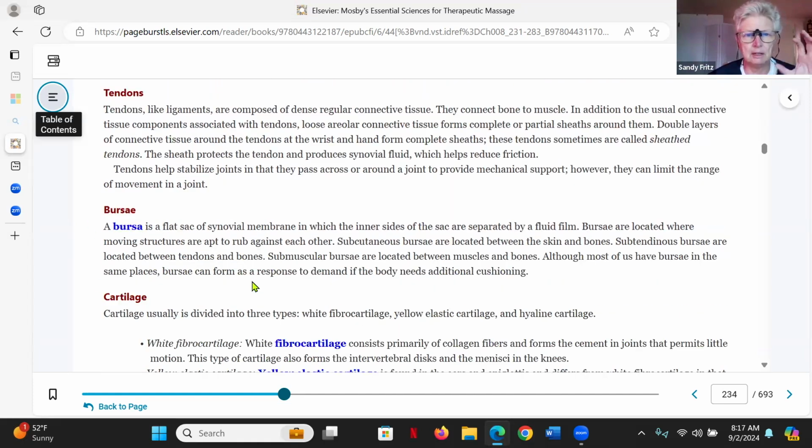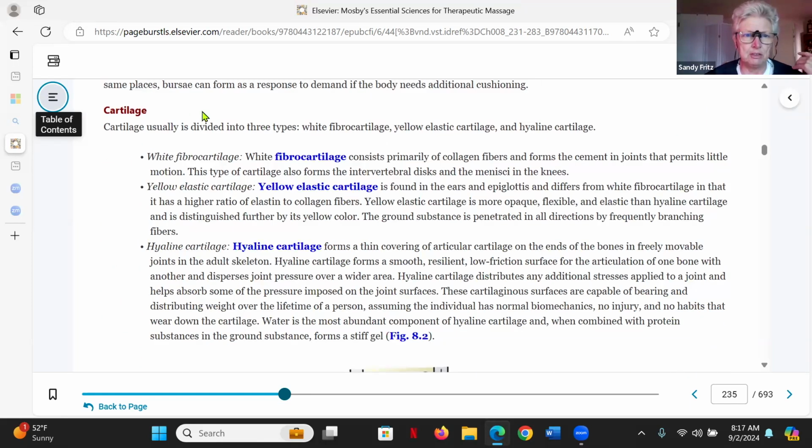Bursa are little fluid-filled pillows strategically placed where if something is going to rub, it'll rub over top of that bursa area. Now that bursa can get inflamed, and that's called bursitis. And I mentioned the cartilage here. The cartilage that is between the bones that provides that smooth sliding surface is hyaline cartilage.